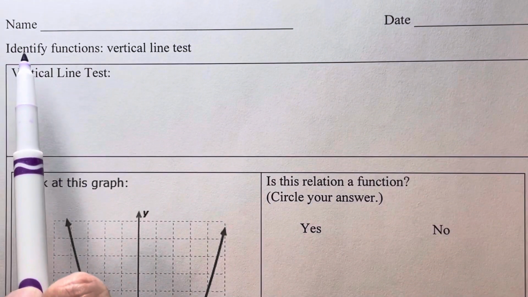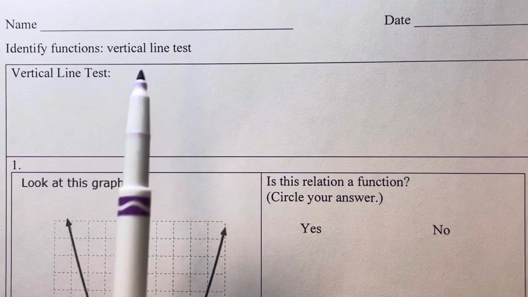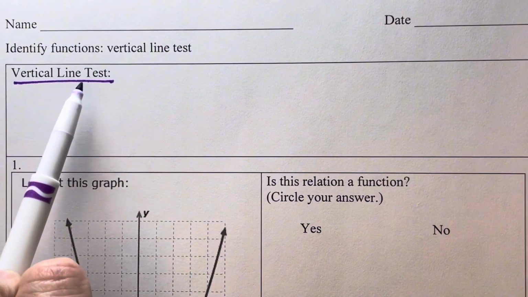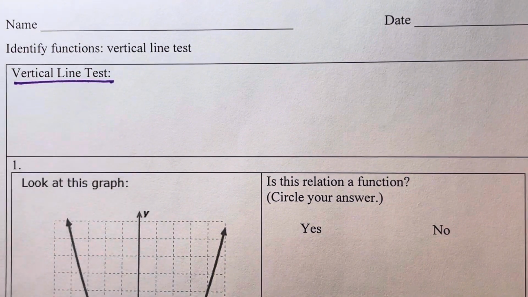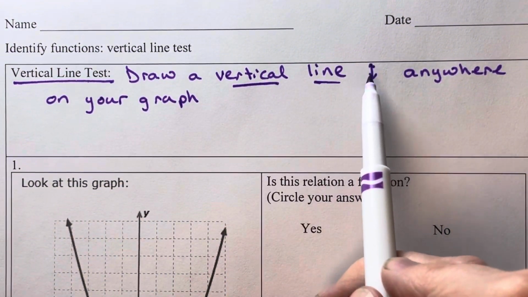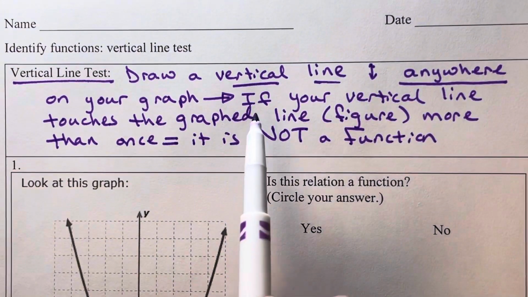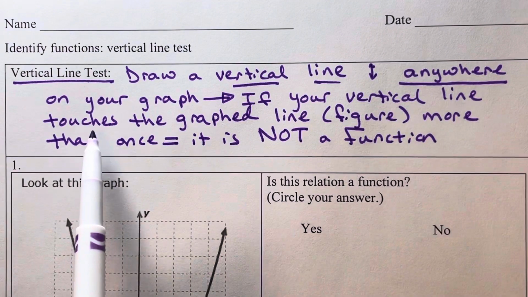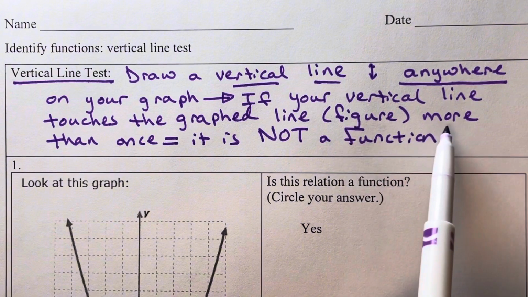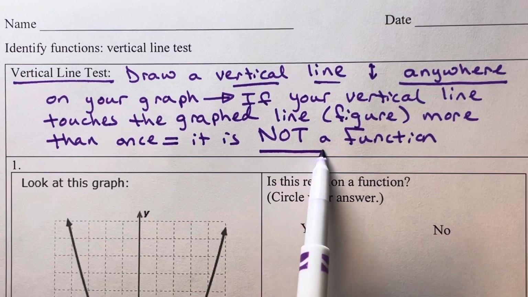In today's math lesson, we're going to identify functions using the vertical line test. So the vertical line test is really a great little test. And what you do is draw a vertical line straight up and down anywhere on your graph. If your vertical line touches the graphed line, that figure, the shape, the curve, more than once, anywhere, it is not a function.